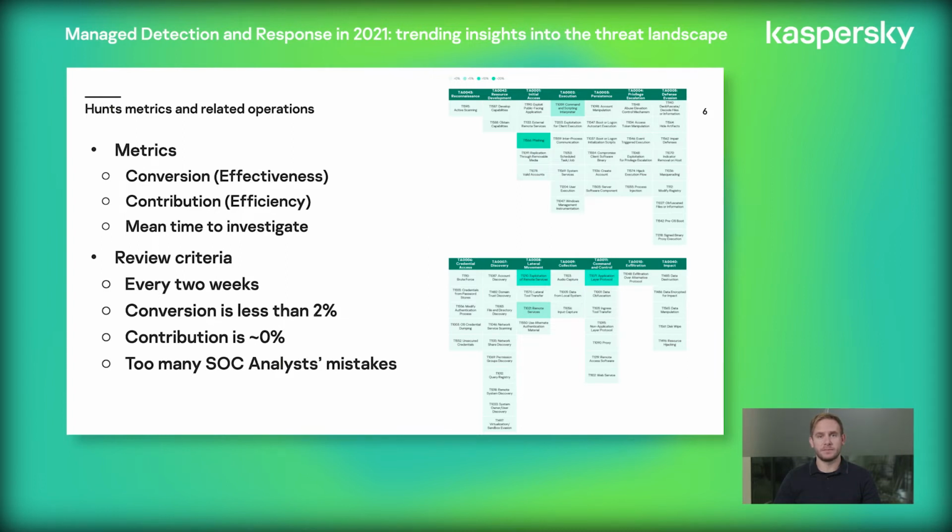and this time indirectly characterizes the quality of the hunt. Our detection engineering group works in agile 2-week sprints. The hunt's metrics are also calculated once every 2 weeks. If any hunts show low conversion and contribution rates, then it's subject to further review.